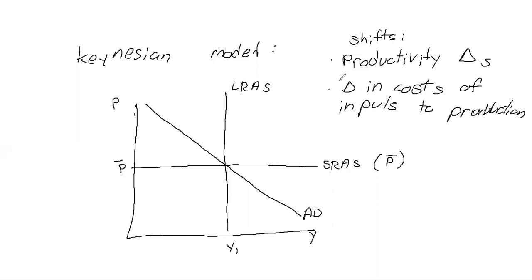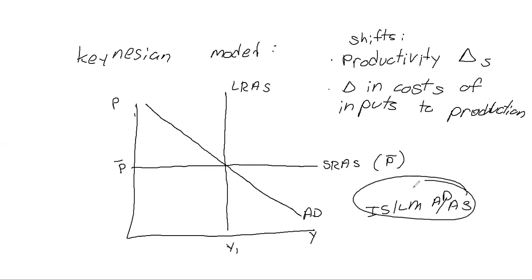Okay. Starting on Thursday, we'll go through many examples of how this graph here incorporates the ISLM. So this will be the ISLM, aggregate demand, aggregate supply model. We'll do quite a few examples. But if you have any questions before then, please let me know.